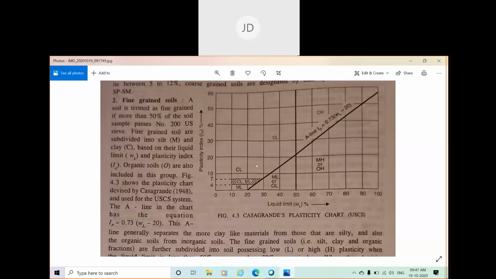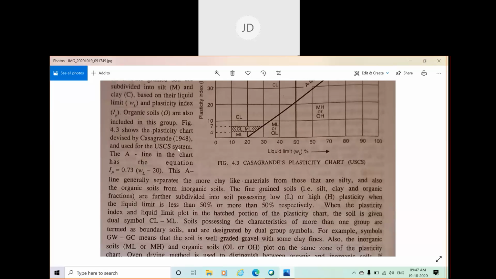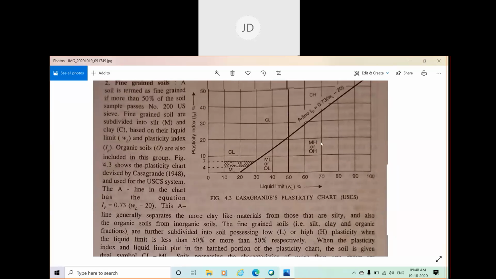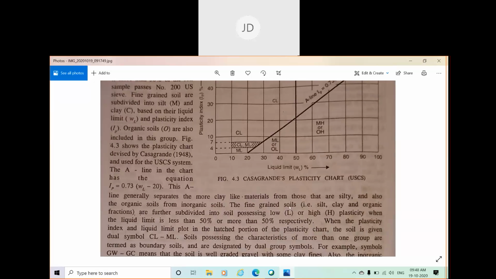So this figure shows the plasticity chart derived by Casagrande in 1948, and used for the USCS classification system. The A line in the chart has the equation 0.073 liquid limit minus 20. This A line generally separates more clay-like materials from those that are silty. That means it separates clay soil from silty soil, and also the organic soil from the inorganic soil. So you can see here the organic soil, here the inorganic soil.